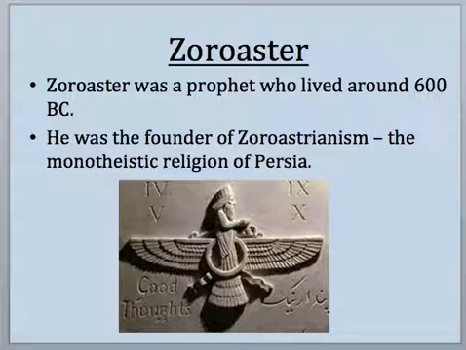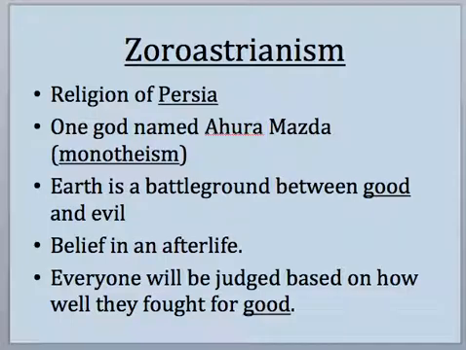Zoroaster. And I apologize if I'm pronouncing this incorrectly, but Zoroaster was a prophet who lived around 600 BC. He is the founder of Zoroastrianism, the monotheistic religion of Persia. So more about this. We know that it's the religion of Persia, but this is what's incredible, is that it also is monotheistic. Before this, we've only studied one other monotheistic religion, and that of course was Judaism, from the Hebrews. Now, Zoroastrianism preached that earth is a battleground between good and evil. There was a belief in the afterlife, and everybody will be judged based on how well they fought for good.